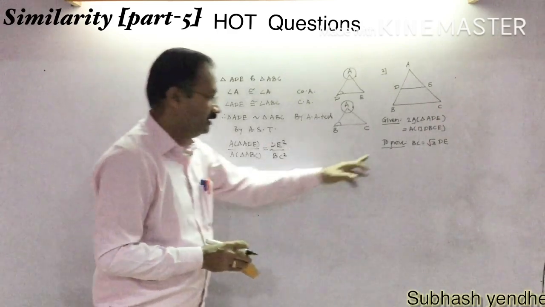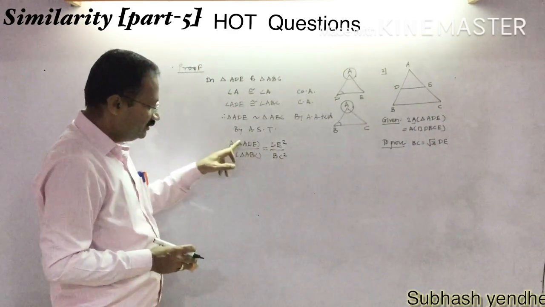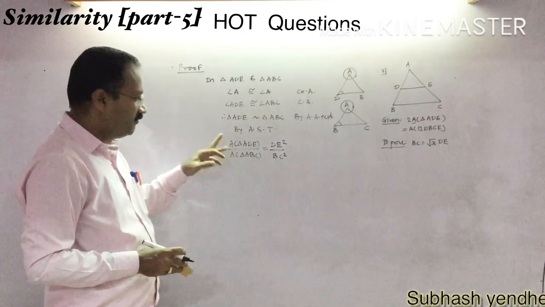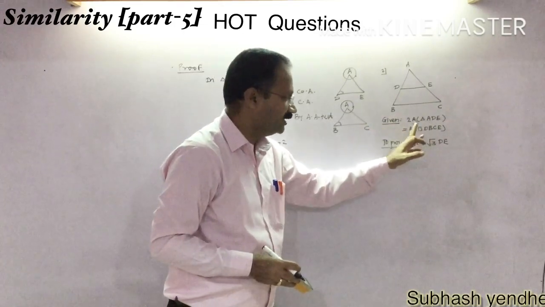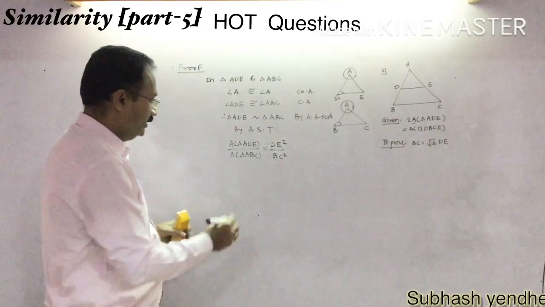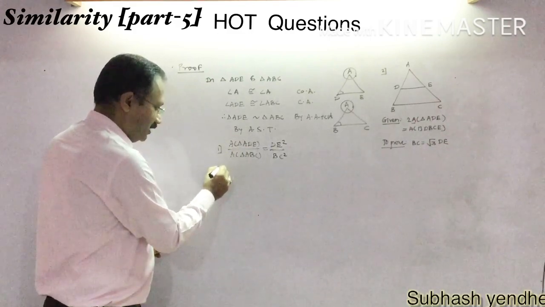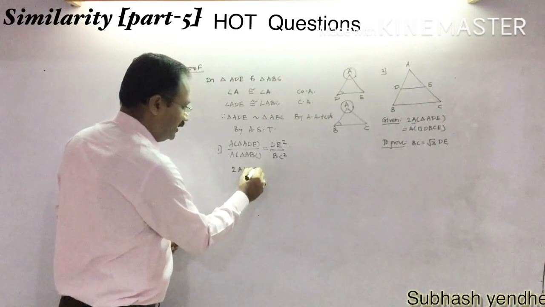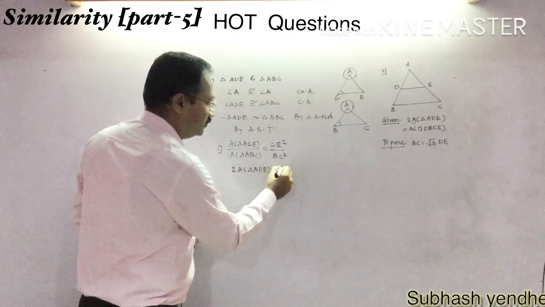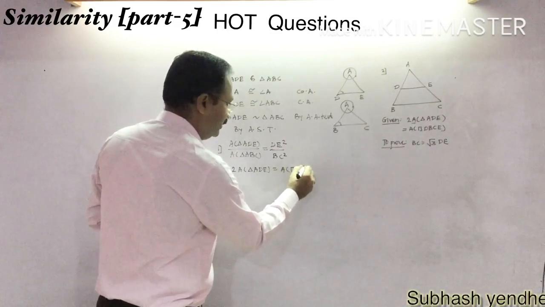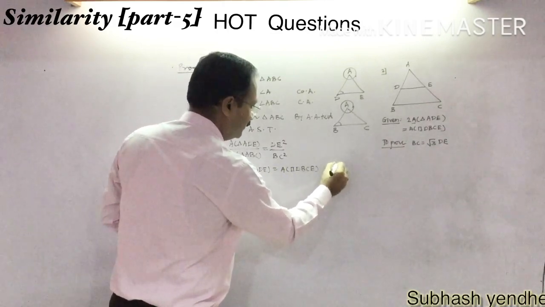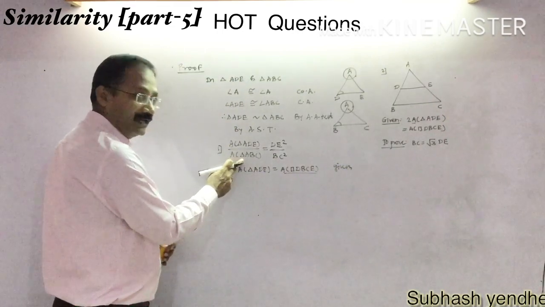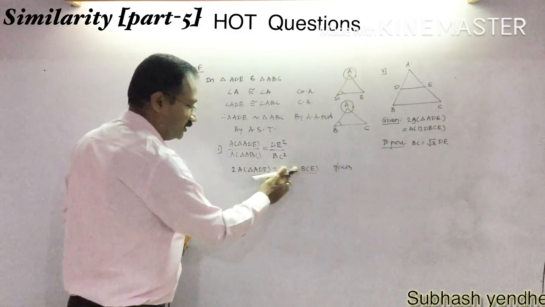But I want to find the values of this one. So I need the value of this one. Is its value given? No, its value is not given. For that, they have given that 2 times area of triangle ADE equals area of quadrilateral DBCE. So let's number it 1. The given thing is 2 times area of triangle ADE equals area of quadrilateral DBCE. This is given. But here they have given the quadrilateral and I need only triangles. So how can I convert this quadrilateral into a triangle?